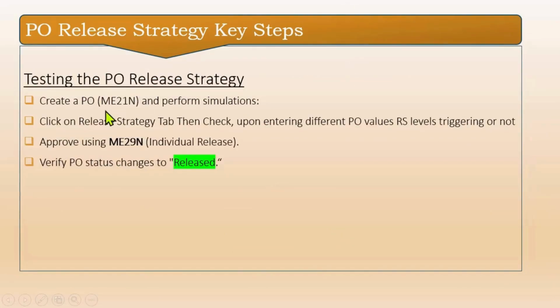So what we will do now, we will create the purchase order, perform the simulations whether the release strategy is working or not. Then we'll use the transaction code ME29N, that is individual release, and we'll release the PO and we'll check everything is okay or not. That's what we are going to do now.